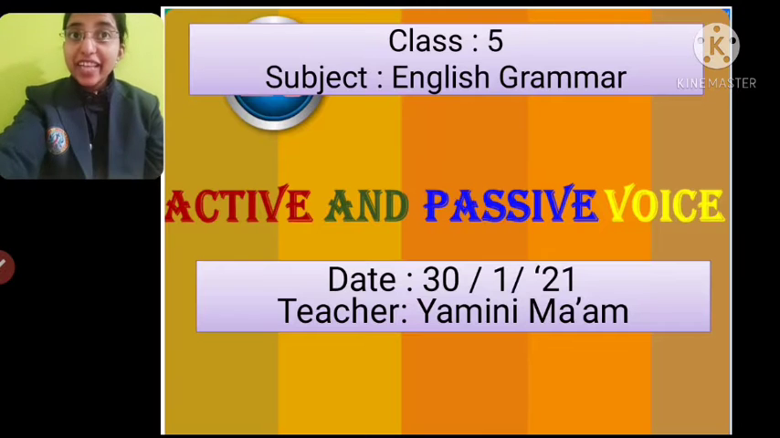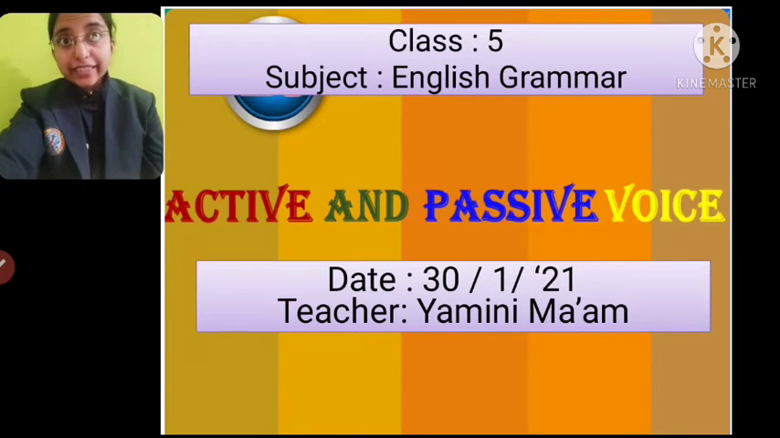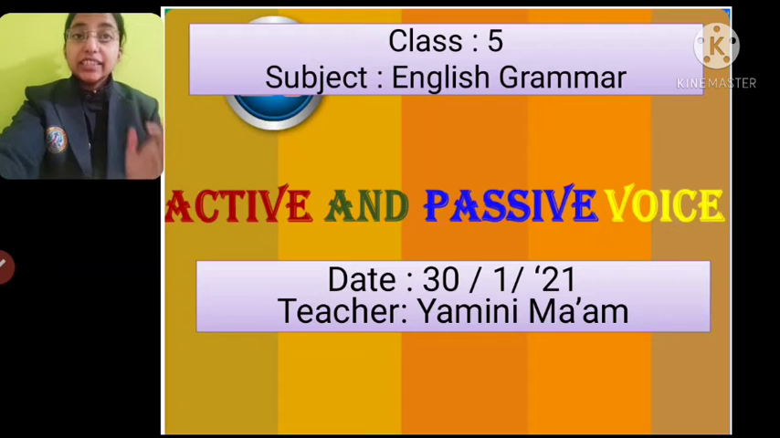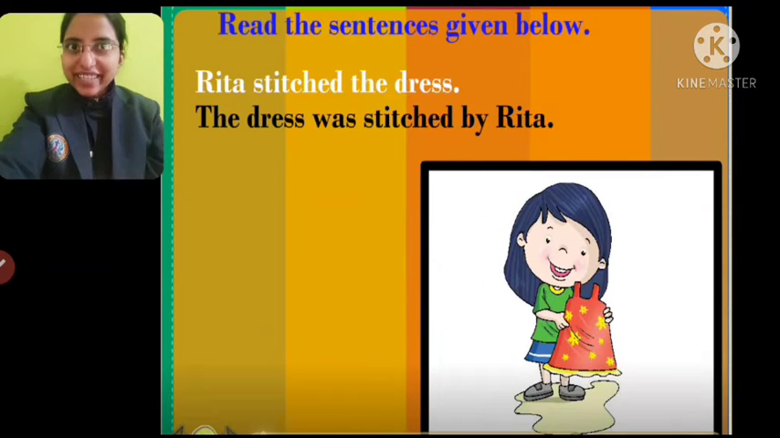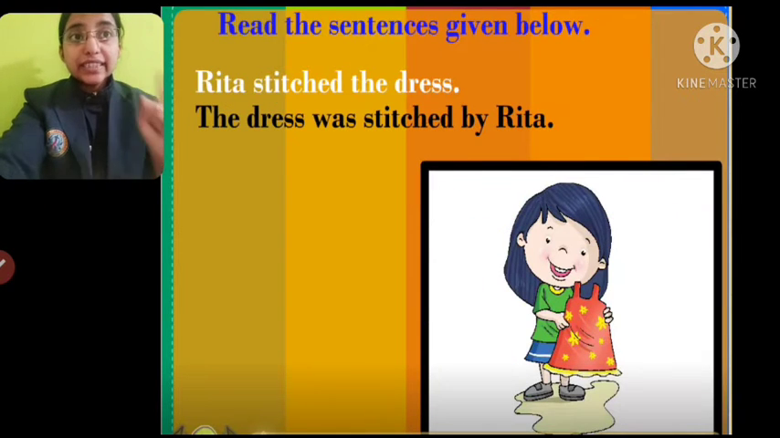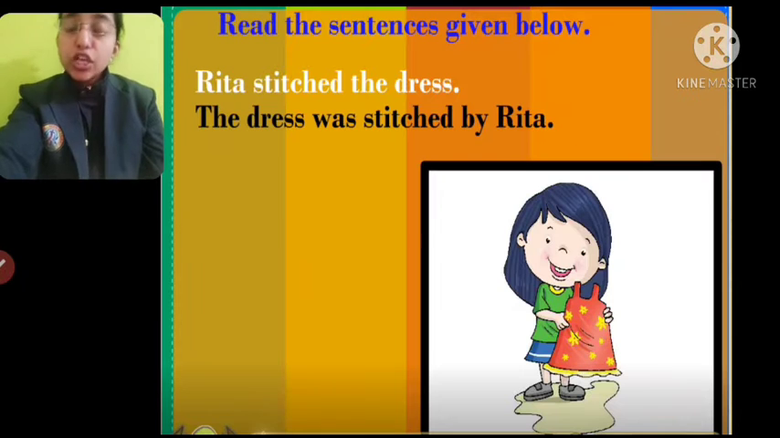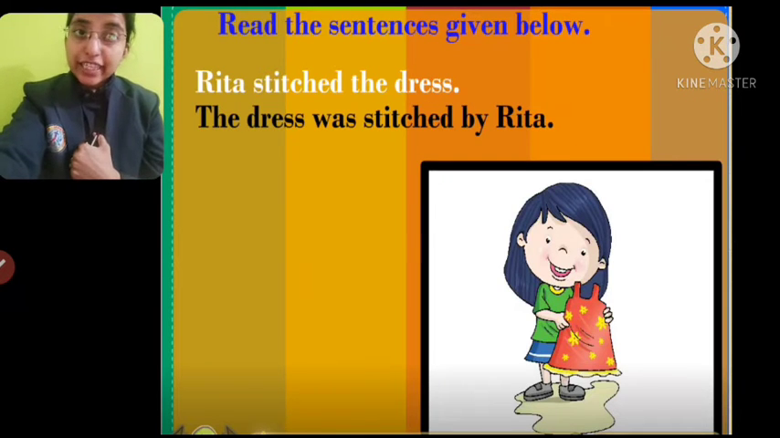So here we are with class 5, subject English grammar, and our chapter, active and passive voice. Today's date is 30th January 2021. So come on children, let's begin our class. Read the sentences given below. So चलो मेरे साथ read करो ये sentences.